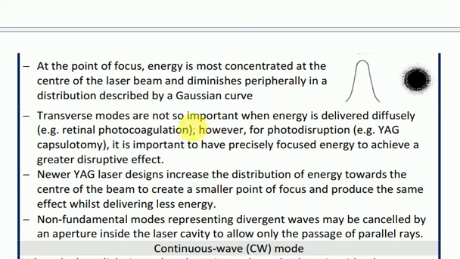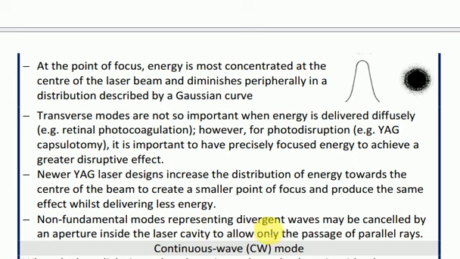Transverse modes are not so important when light energy is delivered diffusely, for example during retinal photocoagulation. However, for photodisruption like YAG capsulotomy, it is important to have precisely focused energy to achieve a greater disruptive effect. Newer YAG laser designs increase the distribution of energy towards the center of the beam to create a smaller point of focus and produce the same effect whilst delivering less energy.